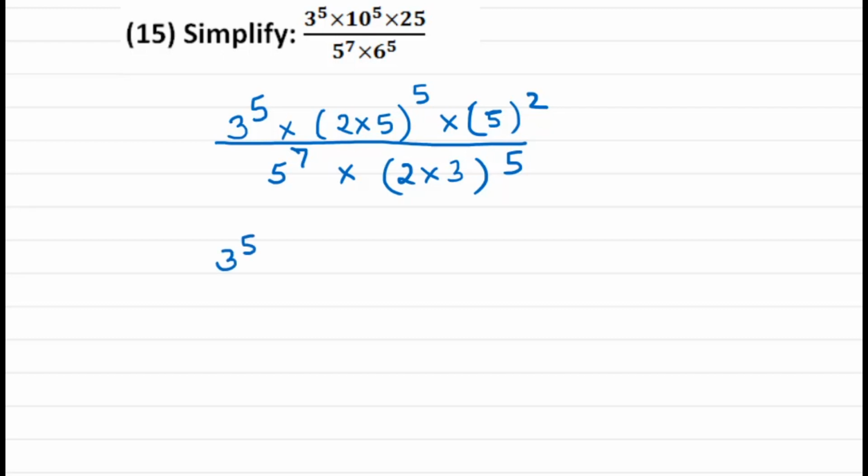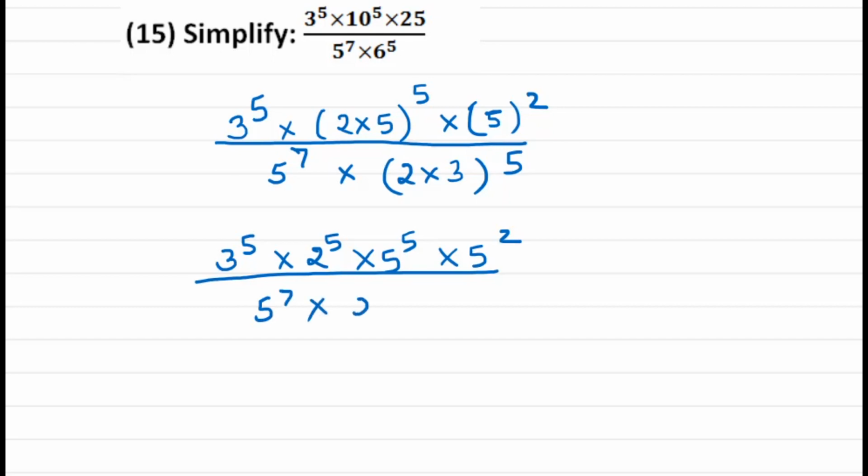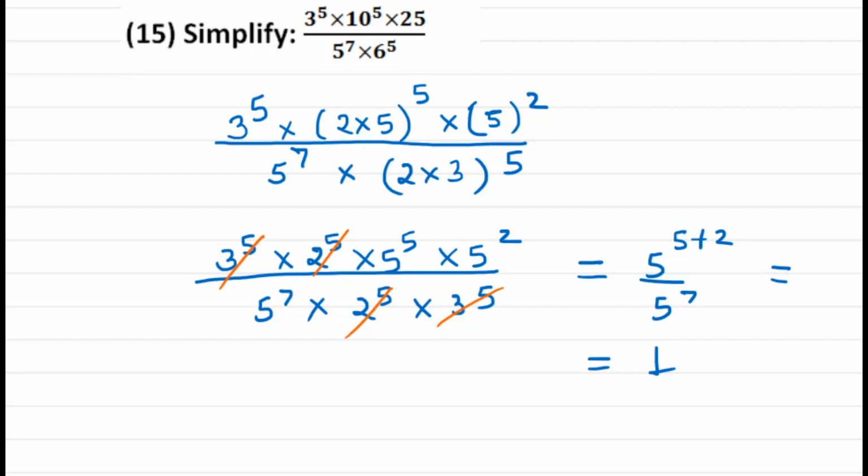So now just simply write the numerator. This is your numerator, and in the denominator we have 5 to the power 7 into 2 to the power 5 into 3 to the power 5. A few things you can cancel out here. So these are 3 to the power 5 here also, and you have this also. So now in the numerator we will get 5 to the power 5 plus 2 divided by 5 to the power 7. Both are the same, so your answer will be just 1.